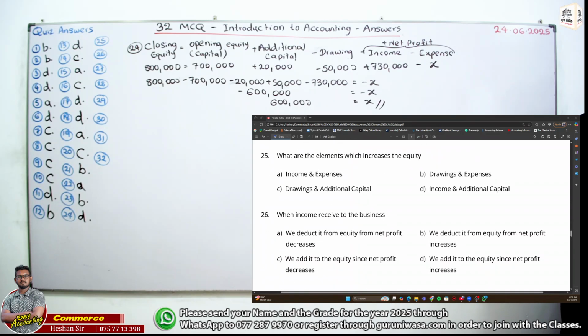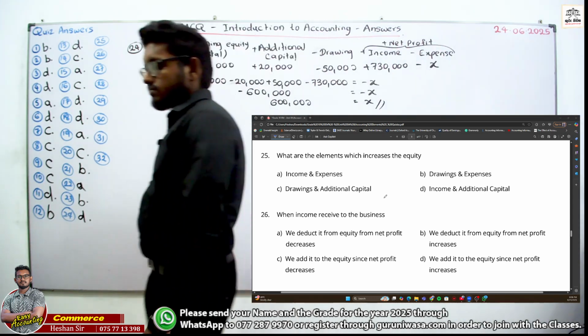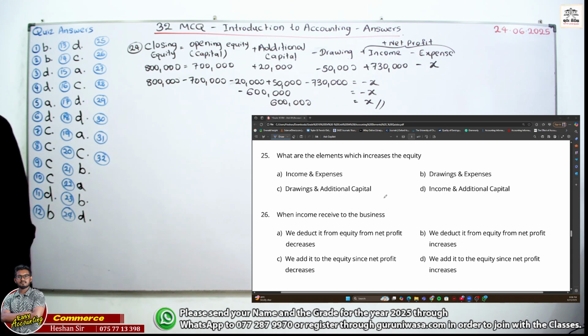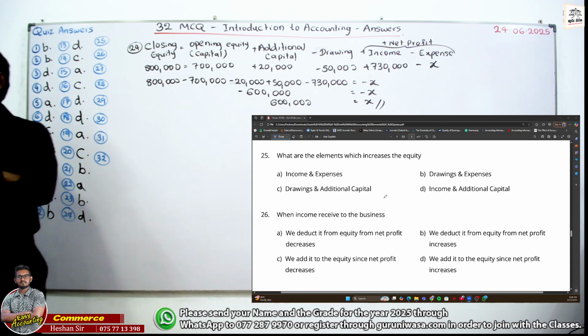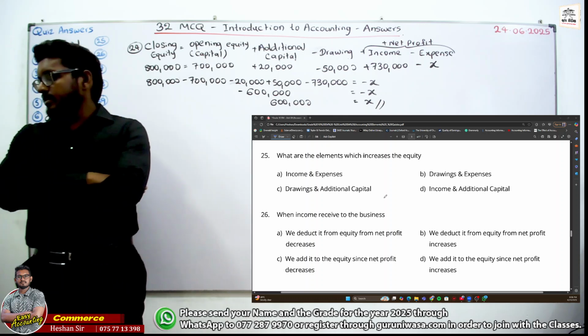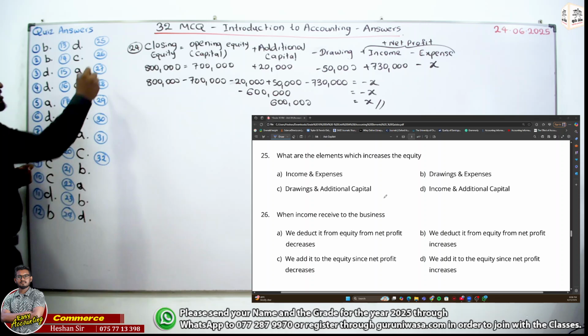This is just a mathematical part. What are the elements which increase the equity? Income and additional capital. Can you remember, guys? So the answer is D.